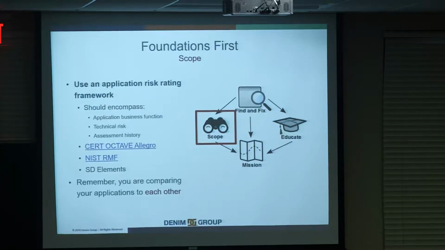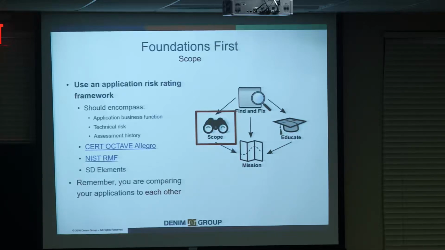From there, scoping. Use an application risk rating framework. The framework should encompass the business function, the technical risk, and the assessment history. Back it with that obscure Target application. It accessed very sensitive data.